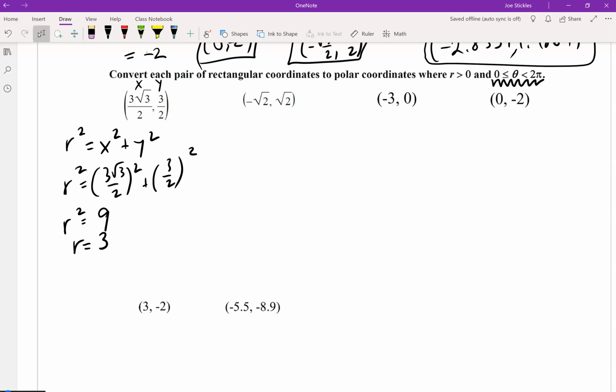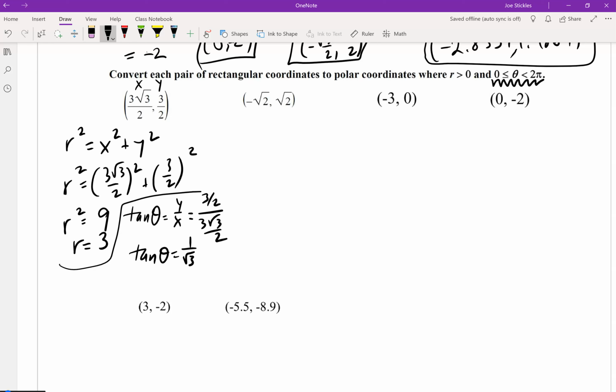Okay, so the other conversion that we have is the tangent of theta is y over x. Well, the y is 3 halves, and the x is 3 root 3 over 2. So when you simplify, you get 1 over the square root of 3. Okay, we like exact values if we can find them. This one's not too bad. We see that theta must be pi over 3.